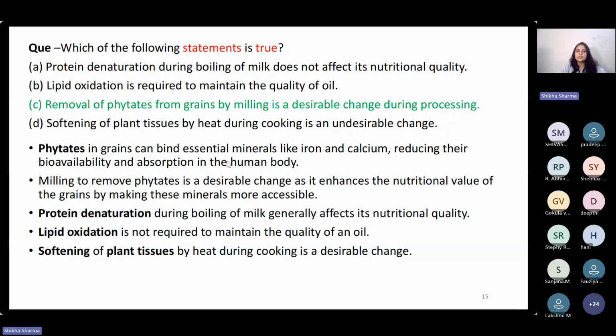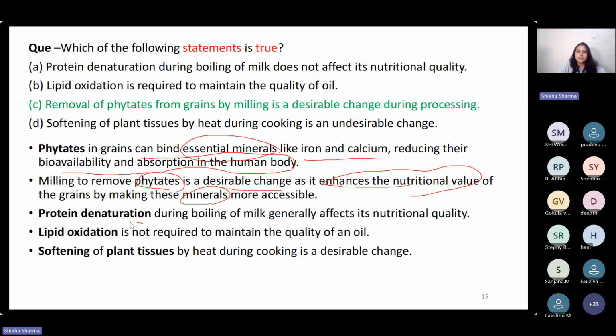Phytates in the grains bind with essential minerals like iron and calcium, so they reduce the bioavailability and the absorption in the human body. Milling is done to remove phytates, so that is the desirable change for increasing the nutritional value in the grains, so that those essential minerals like iron and calcium can be accessible to the human body.